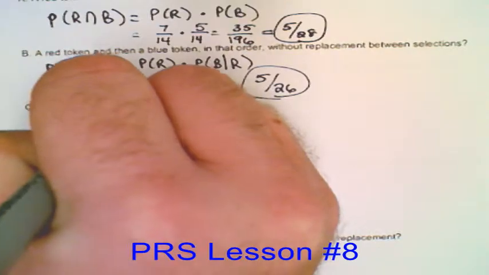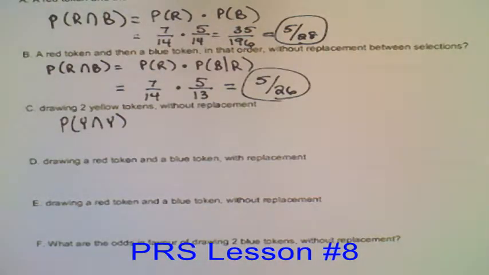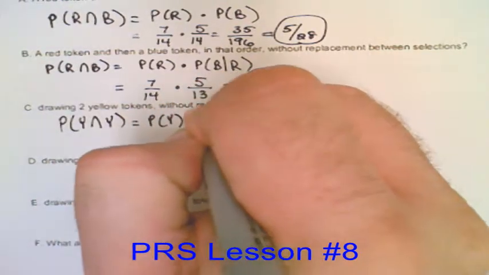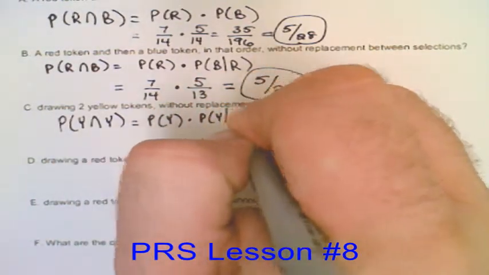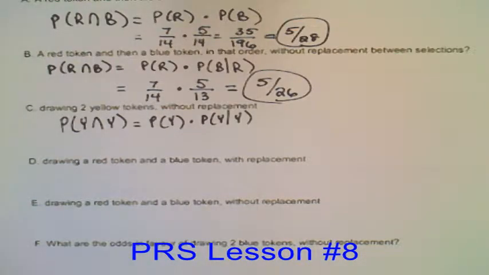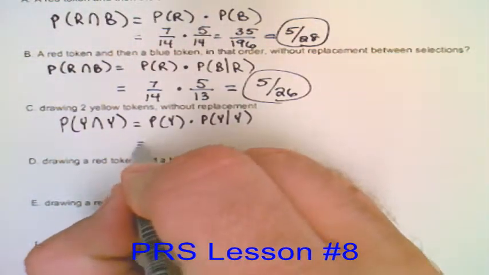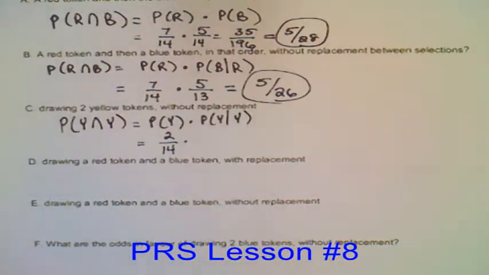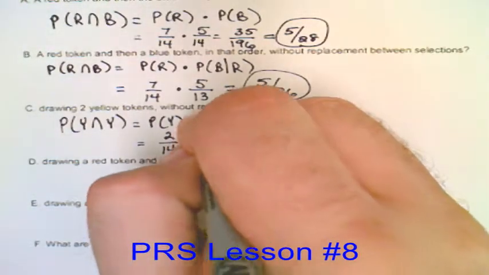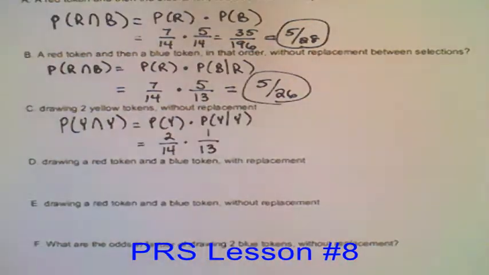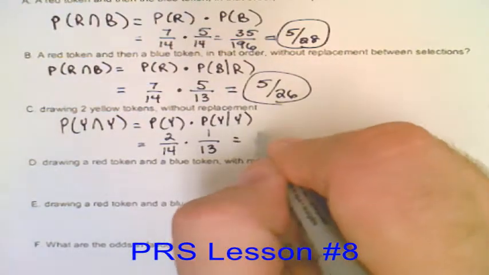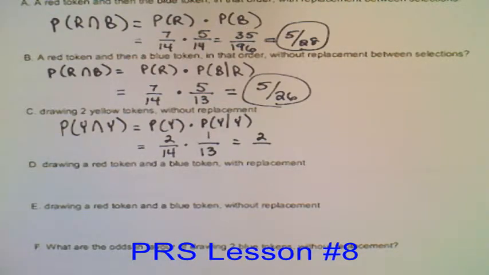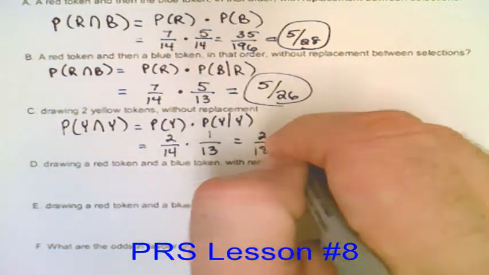And so with this sort of idea, you have to think about what's going on. Is there a dependency situation? Now I'm keeping in mind the order thing, and I'm going to come back to that in a bit. Here, drawing 2 yellow tokens without replacement. So it's going to be the probability of drawing a yellow and another yellow. I'm not replacing them, so it's going to be the probability of drawing a yellow times the probability of drawing another yellow, given that I've already drawn a yellow. So these are dependent because it's without replacement. The probability of drawing a yellow is 2 out of 14.